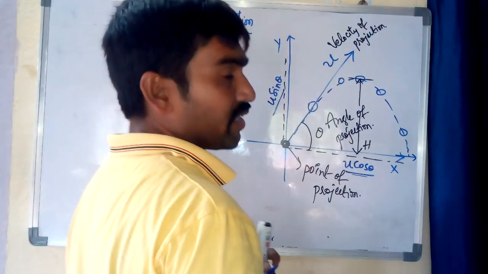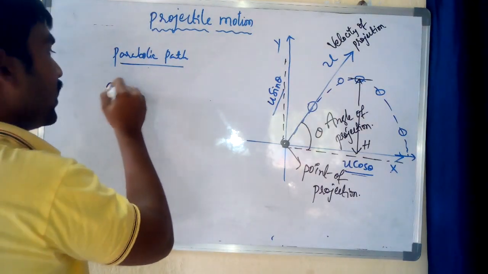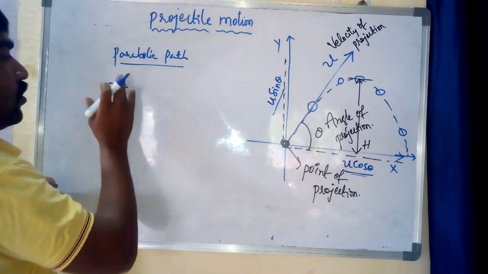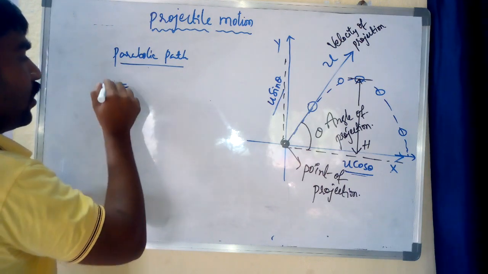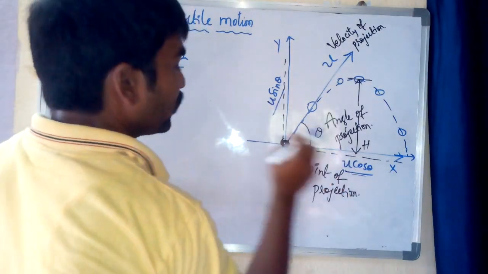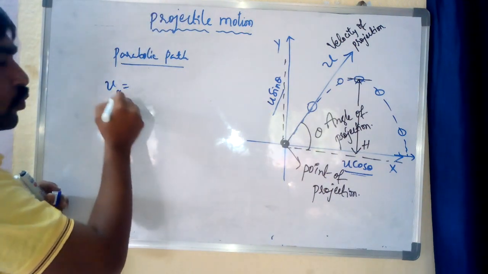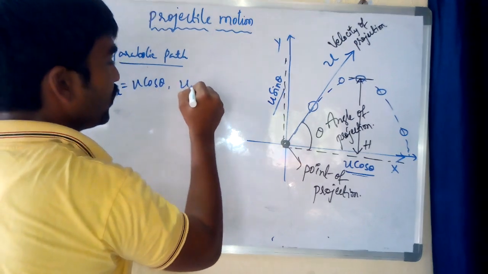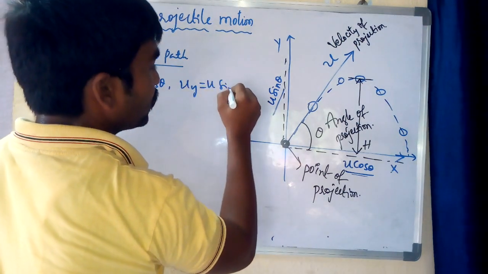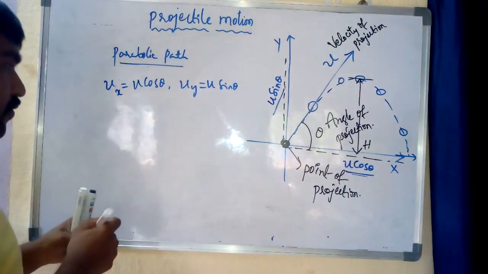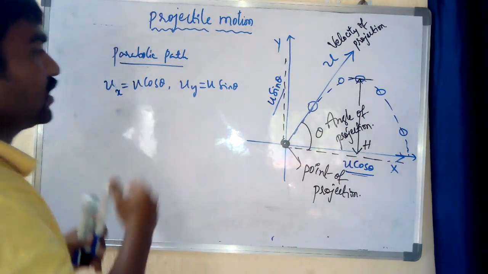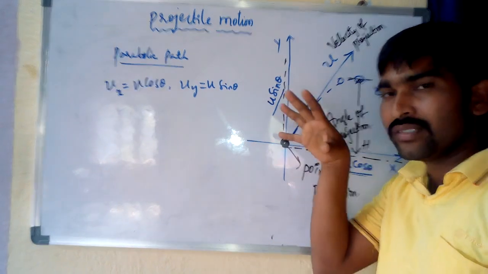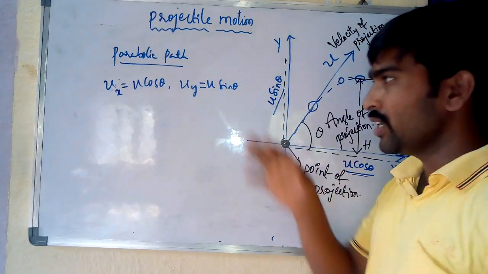Now, what is the acceleration? Along the x direction, we know the value of ux. Ux is nothing but u cos theta. Then uy is nothing but u sin theta. Velocity along the x direction is u cos theta. Velocity along the y direction is u sin theta. These are the values we are taking in projectile motion. So it is very important.